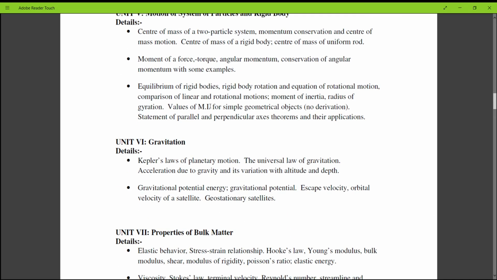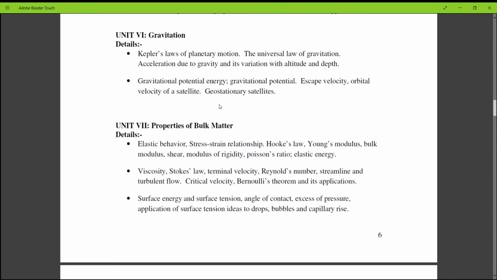Now the next chapter is unit 6, gravitation. First topic is Kepler's law of planetary motion, the universal law of gravitation, acceleration due to gravity and its variation with altitude and depth, gravitational potential energy, gravitational potential, then escape velocity, orbital velocity of a satellite, then geostationary satellites.